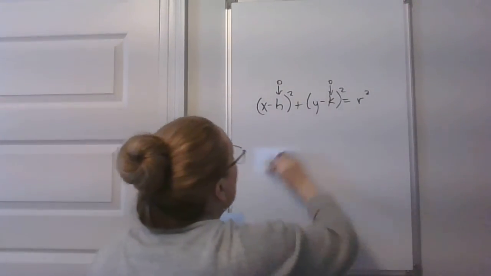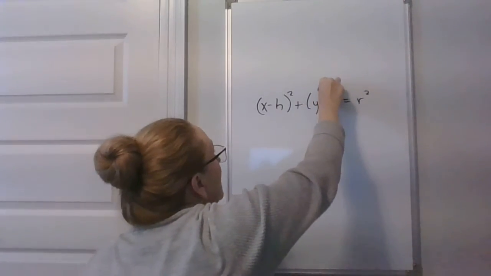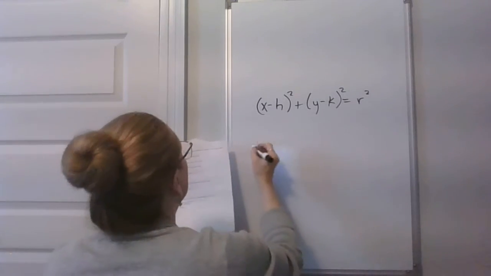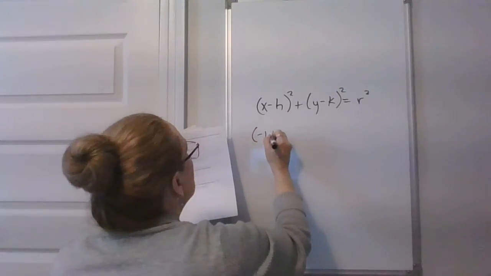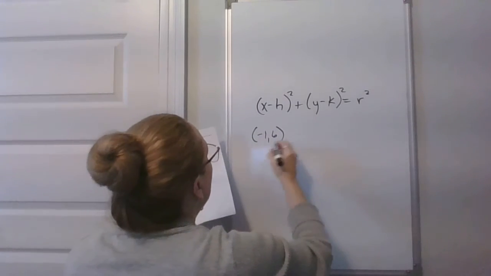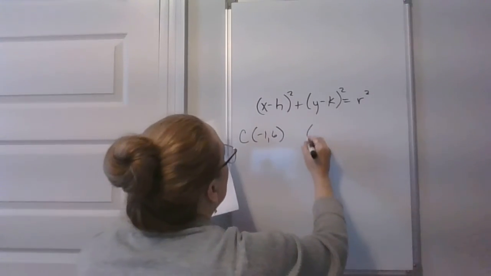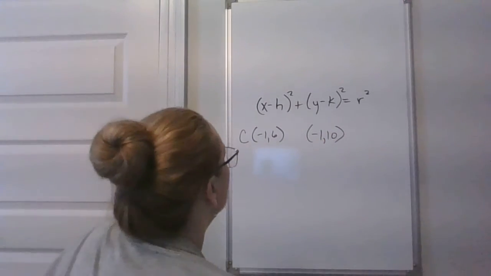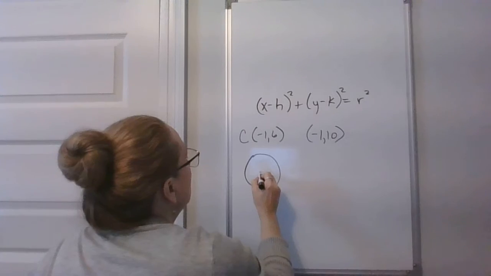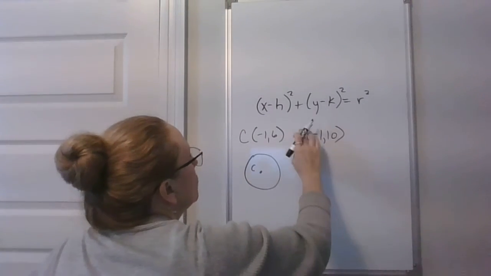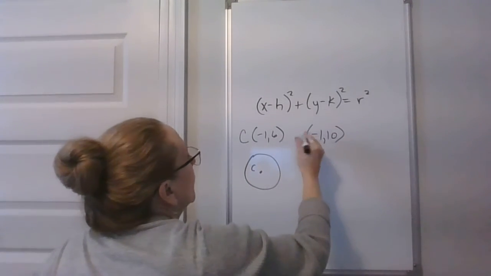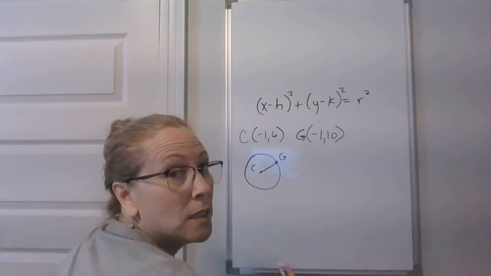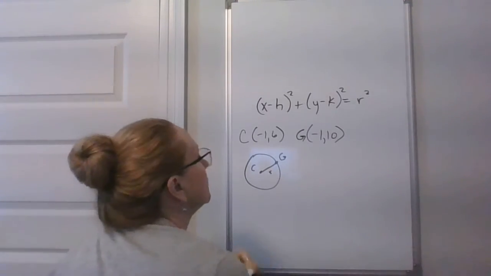number 32 says, I'm going to give you a center point and a point on the circle. So the center point is -1, 6, and that's the center. Another point just on the circle is -1, 10. Just for visualizing purposes, that means that this one's at C, and we'll just call this point point G. So to find the distance from C to G, that's our radius.